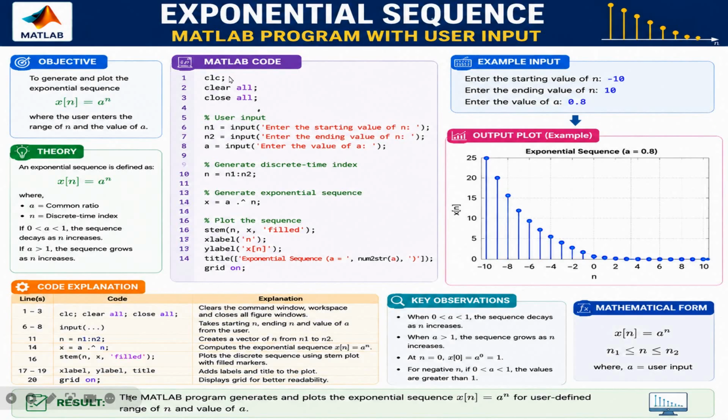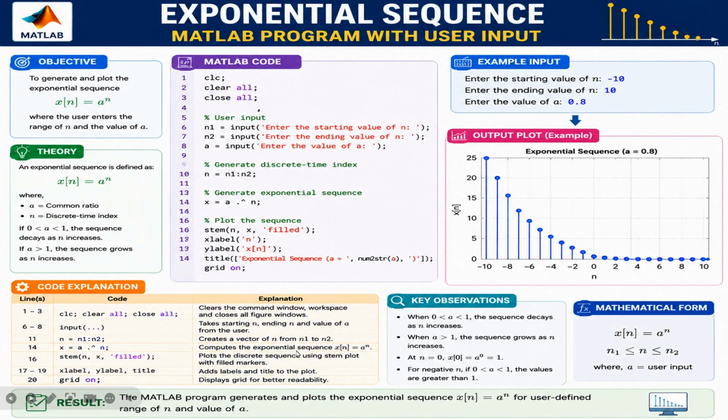Here, these three commands are for the user input. That is, you enter the starting value of n, then the ending value of n, and the value of a. This will generate a discrete time index, n is equal to n1 colon n2. Then it generates an exponential sequence using x is equal to a dot operation n.